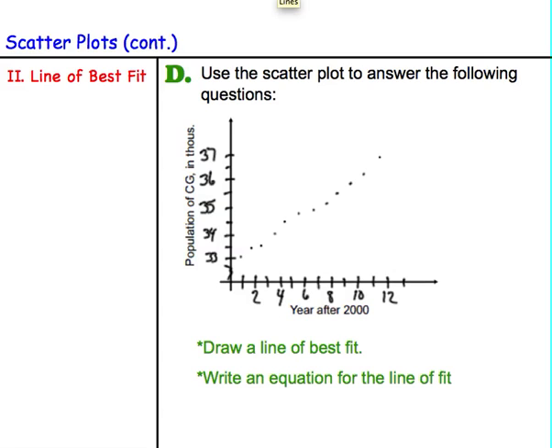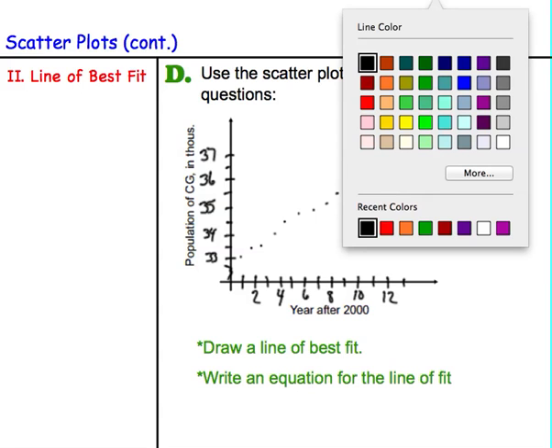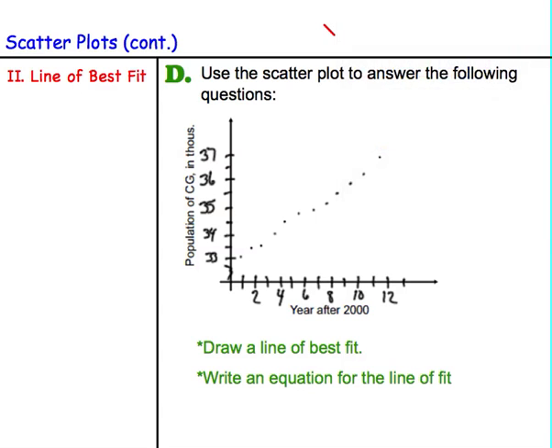This next piece is going to be talking about the line of best fit. And what we mean by that is we're going to draw a line that is going to best help us. Let me change my color so I have something for you. We're going to make a line that best fits. And what we mean by that is it's going to go through as many data points as possible.